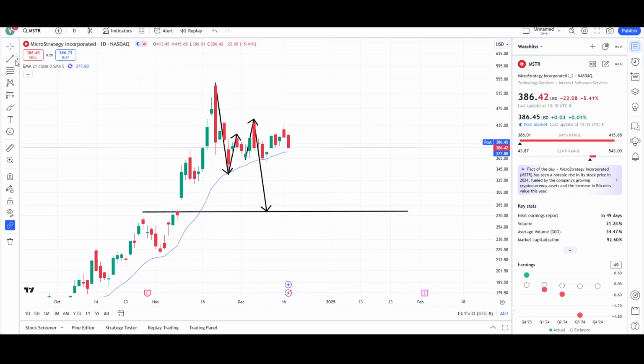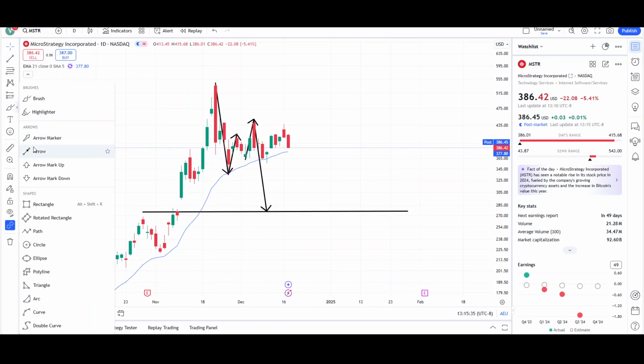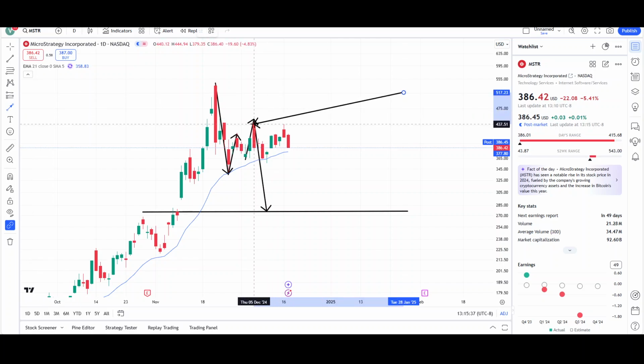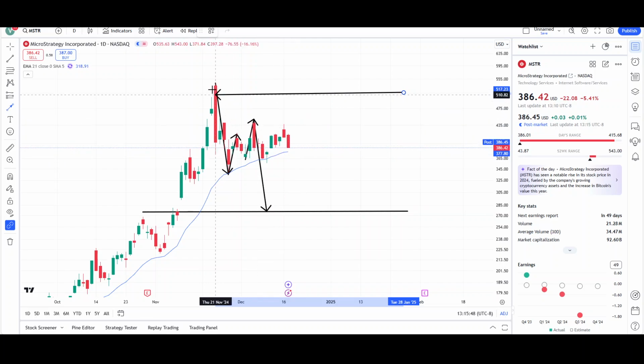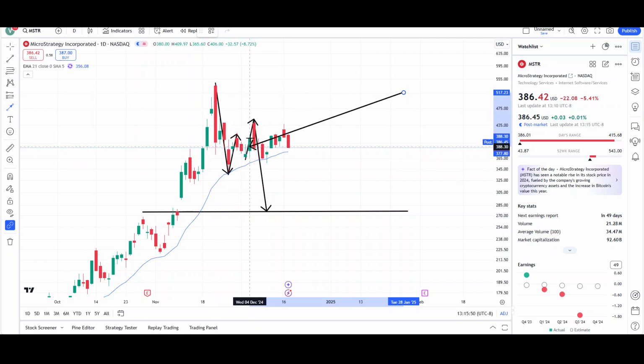You can see that this was the first attempt to reach the target by the bears, right back over here on December 5th, the 6th, the 9th, and then the 10th, and it failed to go lower. And then we saw a bounce up, and now we're seeing the second attempt. So this was one leg down, correction, first attempt to reach the target that failed. Second attempt to reach the target.